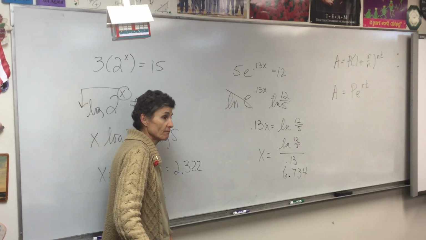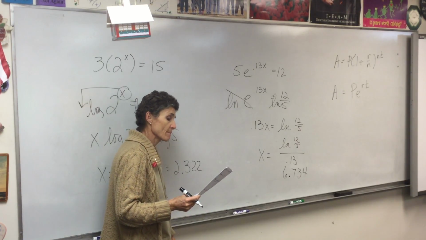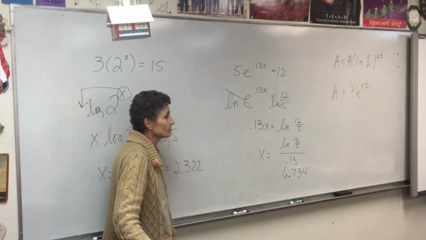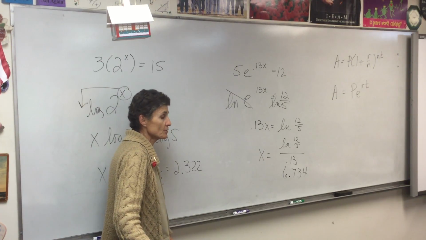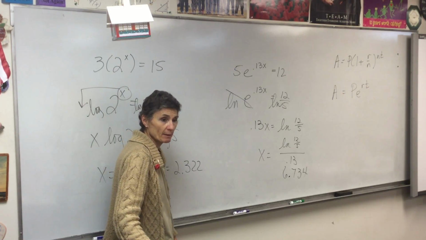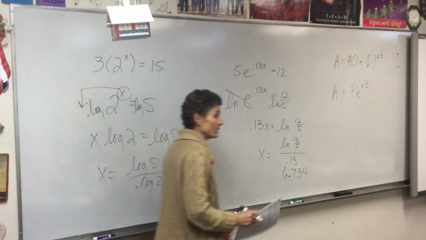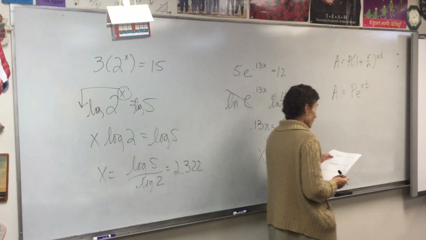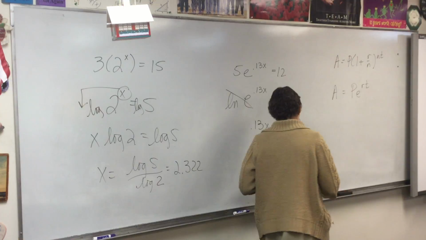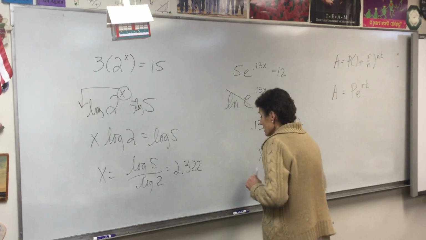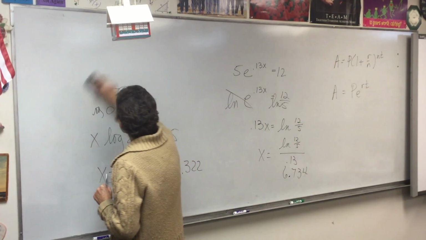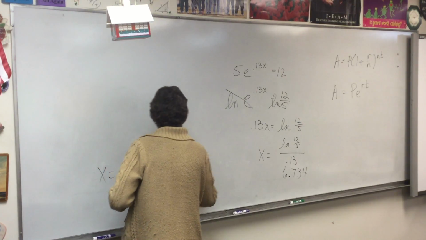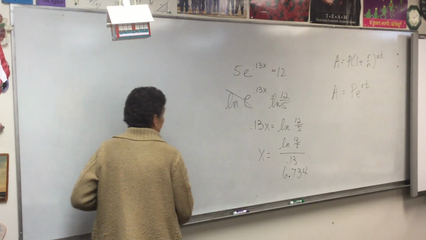All right, so I read the first question. Which formula do you think you want to use? The top one or the bottom one? The top one. And the key word in the problem is compounded monthly. So I'm going to use the top formula, compounded monthly. All right, tell me what to put where.